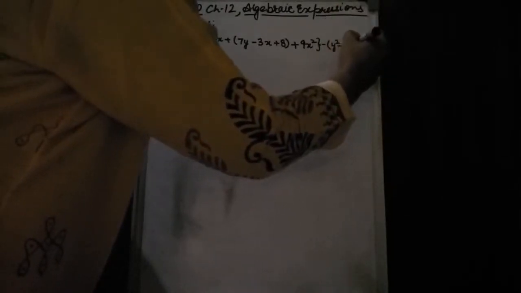Now here you are given, simplify. The question is 6 plus the square bracket starts, y minus curly bracket 3x plus small bracket 7y minus 3x plus 8, bracket close, then plus 9x square, curly bracket close, minus y square minus 3x, and square bracket.